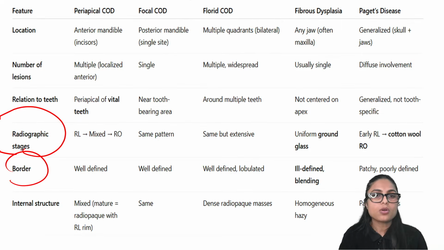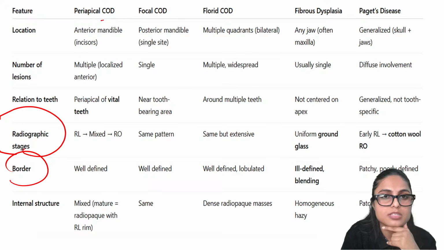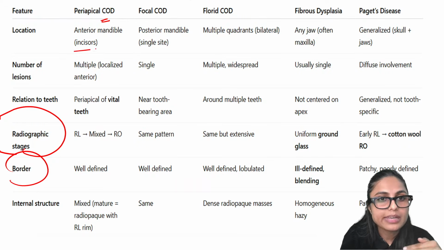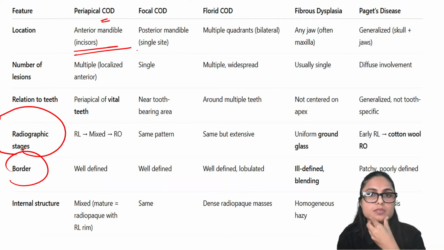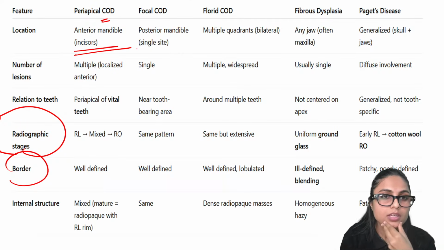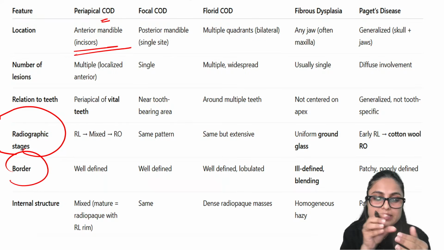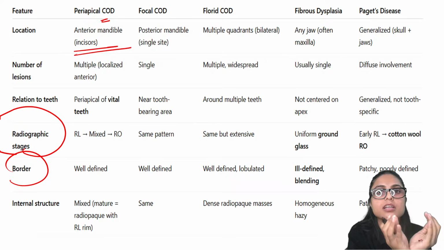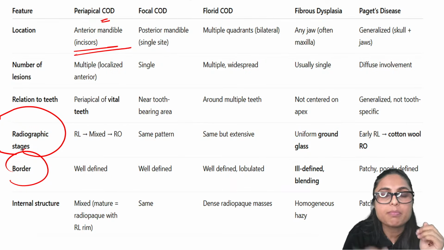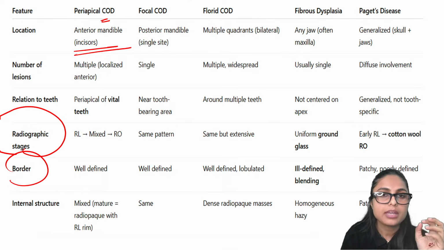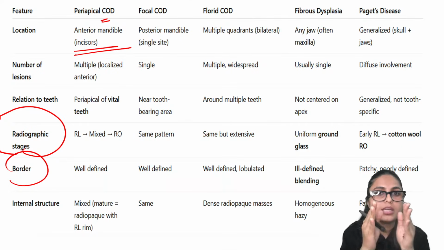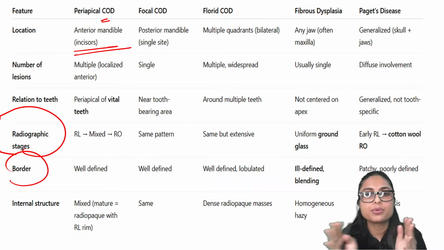Talking about periapical cementoosseous dysplasia, it is seen in the anterior mandible, incisor region, the mandibular incisors most commonly involved. You can see multiple small lesions of it, not a single lesion. Periapical cementoosseous dysplasia, multiple small lesions. I will compare PCOD, focal, and florid together.